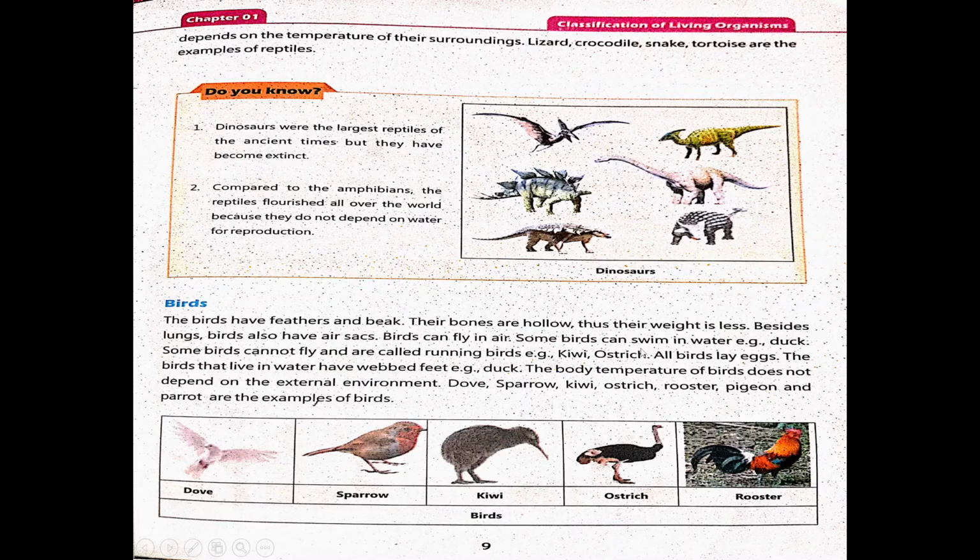Some birds can swim in water, for example, duck. Some birds cannot fly and are called running birds, for example, kiwi and ostrich. All birds lay eggs. The birds that live in water have webbed feet, for example, duck. The body temperature of birds does not depend on the external environment. Dove, sparrow, kiwi, ostrich, rooster, pigeon, and parrot are examples of birds.